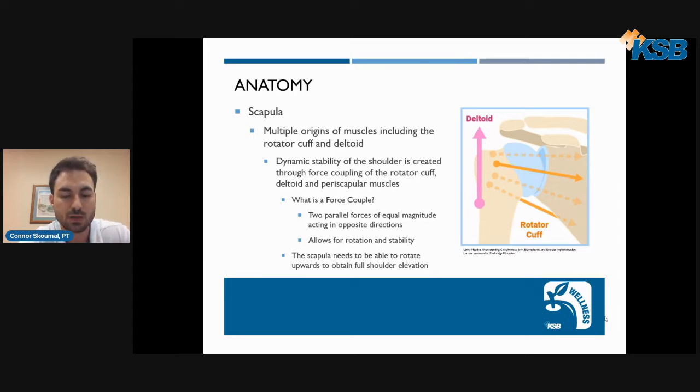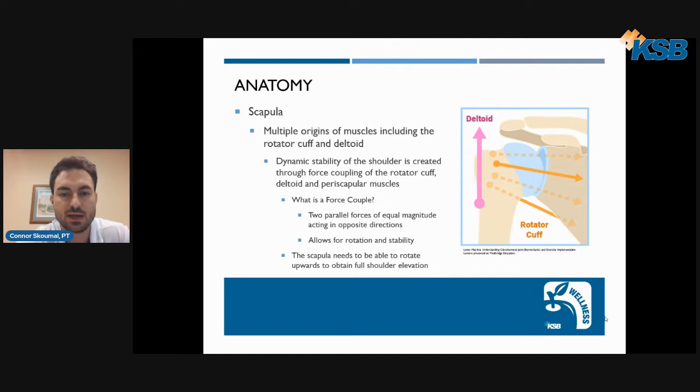If you can see in the picture here to the right, the deltoid is what pulls up on the shoulder, and that's going to put the golf ball, or the humeral head, more superiorly towards the top. And then to counteract that, as that force couple, you have the rotator cuff tendons in orange that stabilize the shoulder into the joint, pulling it down and in. Commonly what we see is you don't have a really strong rotator cuff, so your deltoid and your upper trap muscle overpower the joint and cause your humeral head to translate superiorly, causing a lot of subacromial impingement.